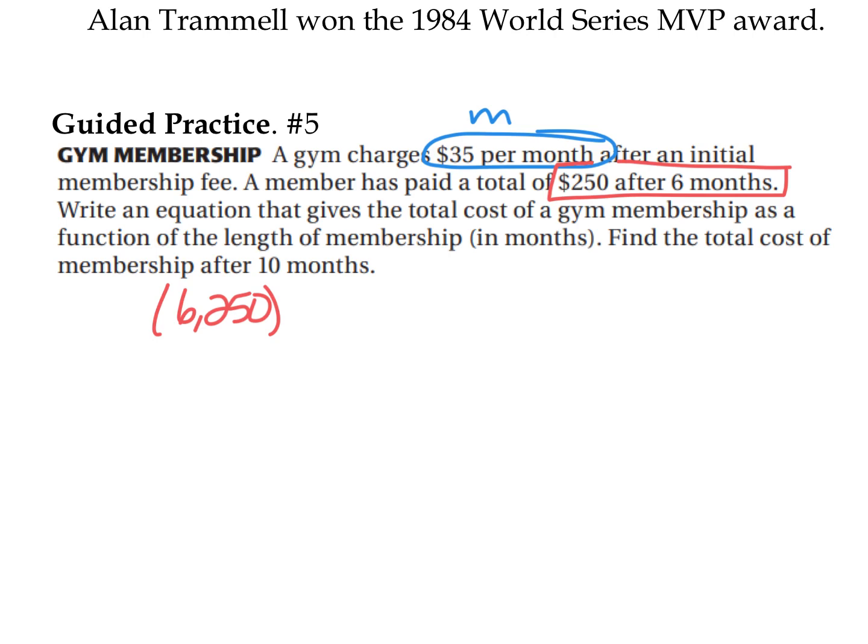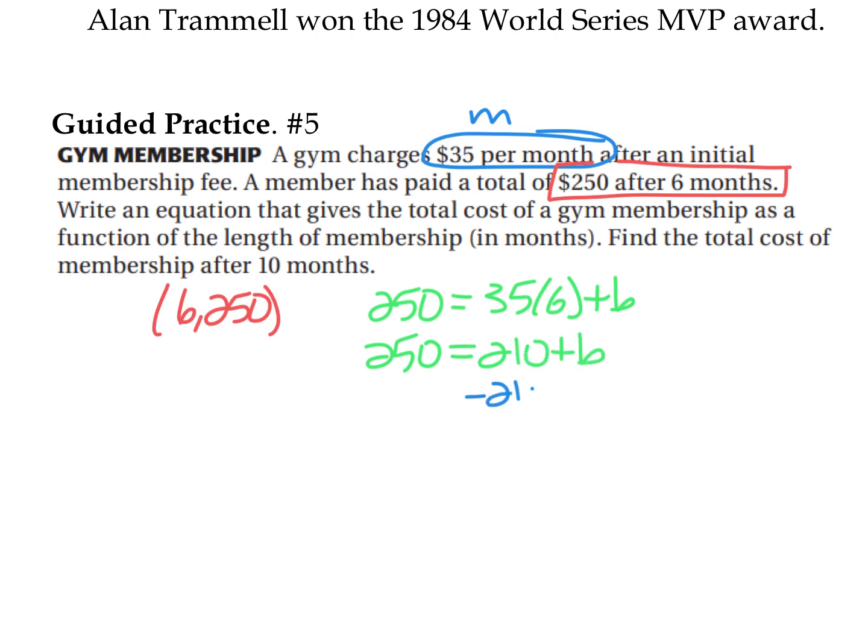So we're trying to find out when the x is 0, what's the output, right? That's what a y-intercept is, in this case an initial starting amount. So we can write an equation. We have 250 equals 35 times 6 plus b. That's 250 equals 210 plus b. When I subtract 210 on both sides, I get 40 equals b.